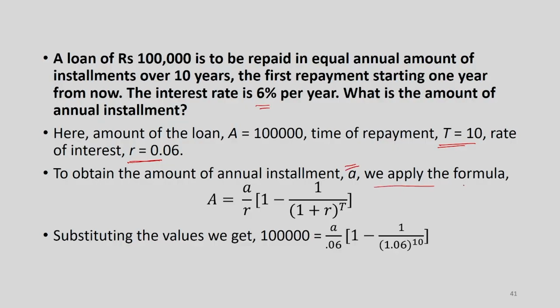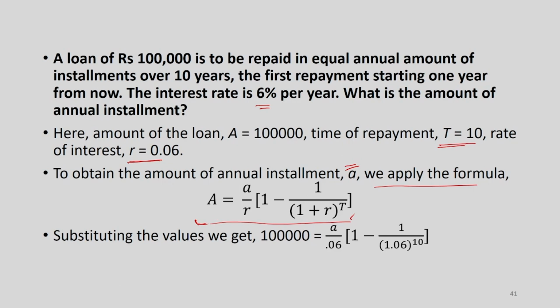Now to obtain the amount of annual installment, let us suppose that is given by small a, we apply this formula. We have discussed this formula during the course. Capital A is equal to small a divided by r multiplied by 1 minus 1 divided by 1 plus r, whole to the power capital T. So this formula actually comes from the summation of a finite geometric series. You just have to go back to the books and the notes to remember this formula.